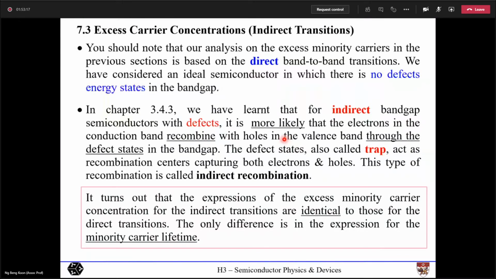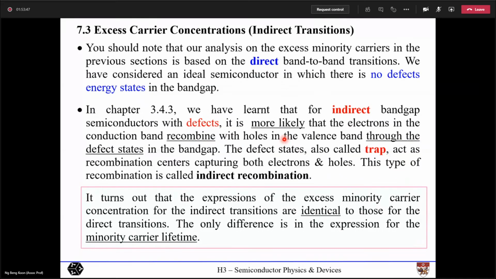Of course, in our discussion there, we have actually been talking about excess carriers under direct band-to-band transition. That means electrons basically go from the valence to the conduction band, and then when they recombine, they go back down to the valence band. So it's a direct band-to-band transition. There are no defects considered in those cases. We are basically assuming an ideal semiconductor.